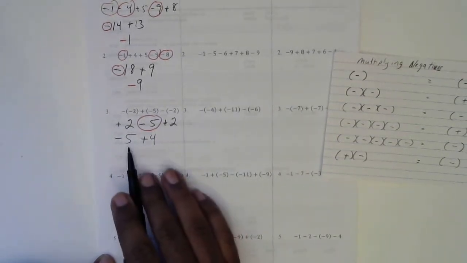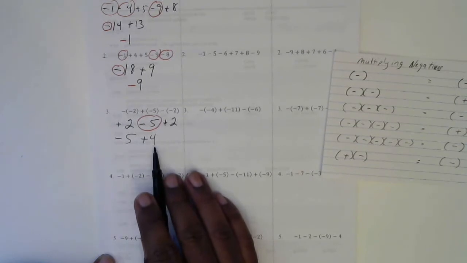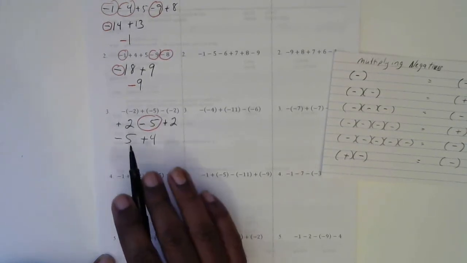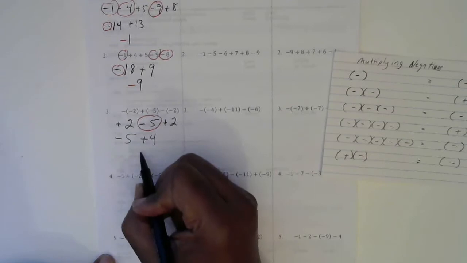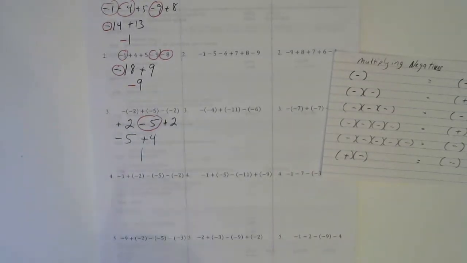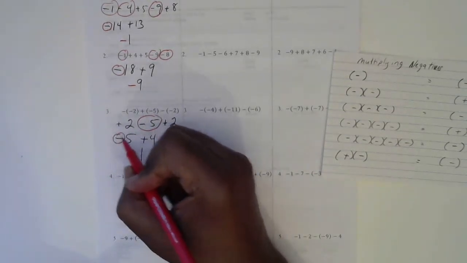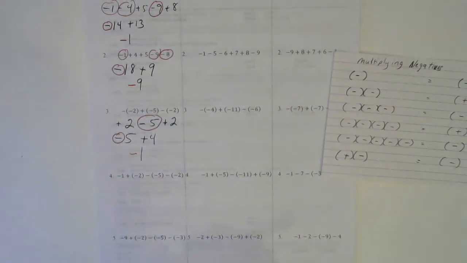Now these are different signs. -5 and positive 4 are different signs, so you subtract. So 4 from 5 leaves 1. The bigger sign always wins, so the 5 is bigger, so its sign is negative, so the final answer is negative.